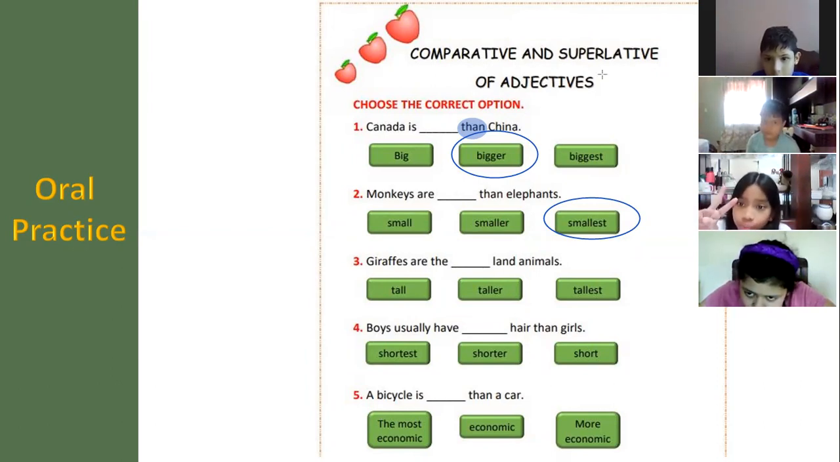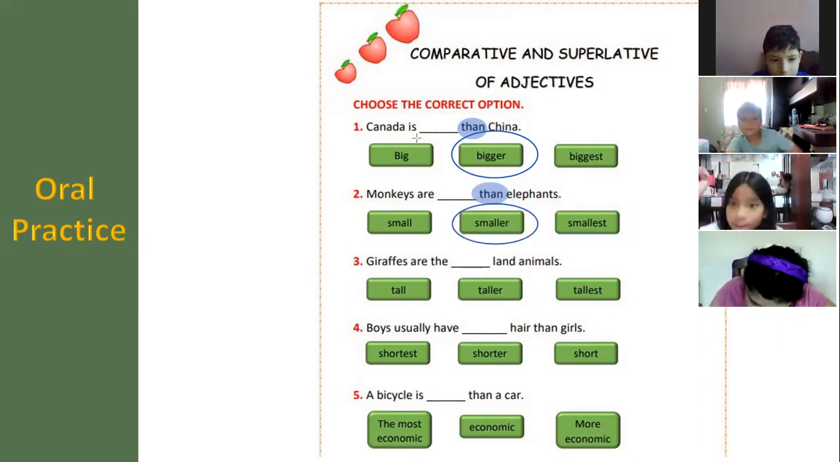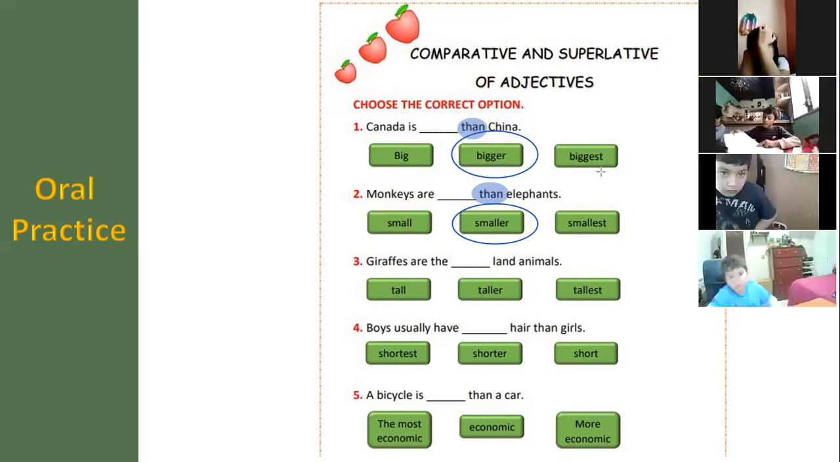Because I repeat, what is the clue word? When you have this clue word, it is smaller. So it means you didn't listen to my explanation either. Daniel and Sebastian, after Alan gave this answer, I repeated that clue word, but you didn't answer because you made exactly the same mistake Alan did. Diego, number 3. Giraffes are the land animals.